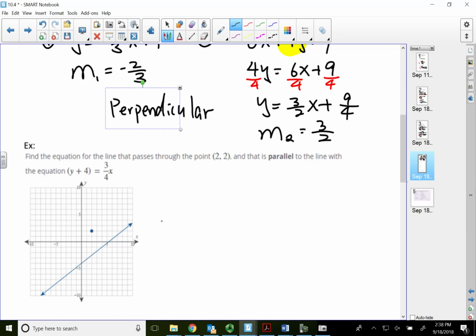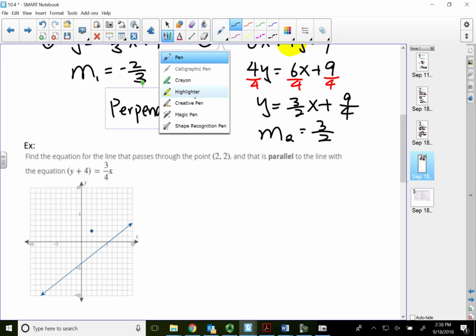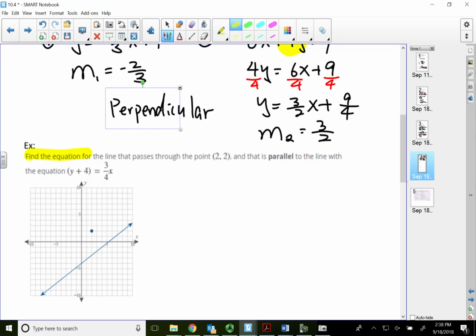So these problems are a little bit tricky. We have to read this carefully. Let me explain to you what's going on. Find the equation of the line. All right, so my job here is to find the equation of the line.